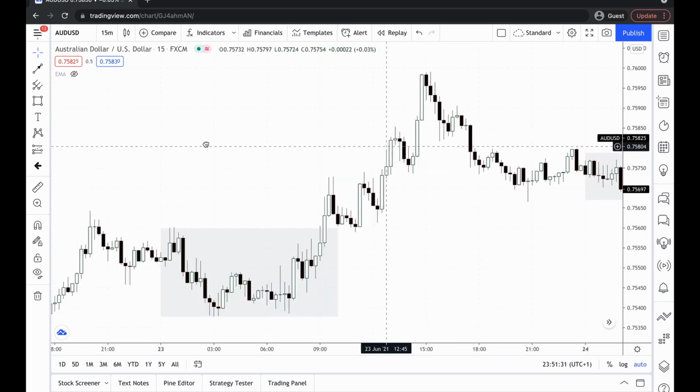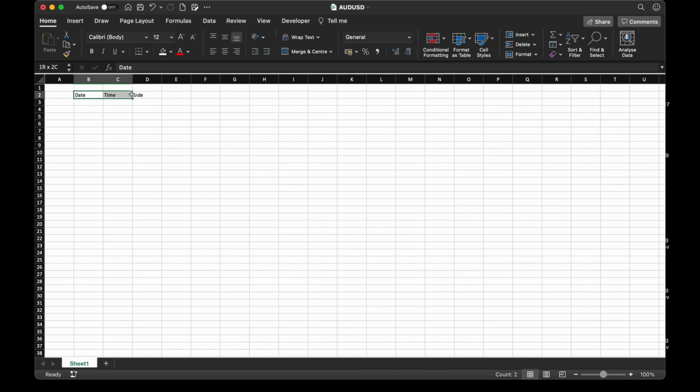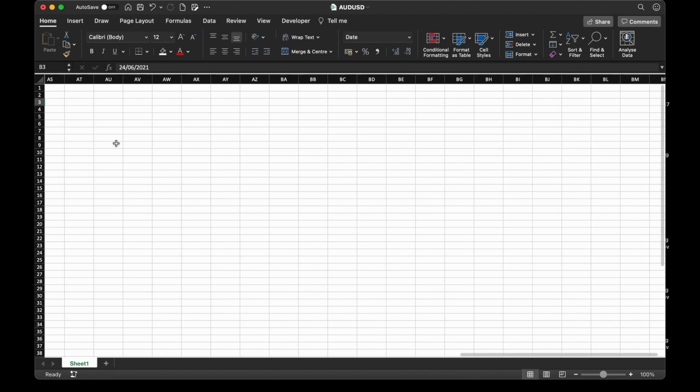So let's go over to TradingView. First of all, fire up a new Excel sheet. Just get some prelim data in there. Dates. So it'll be 24th June 21. Time and side, which would be long, short, and then we can record maximum favourable excursion and adverse excursion based on however we want to trade it.